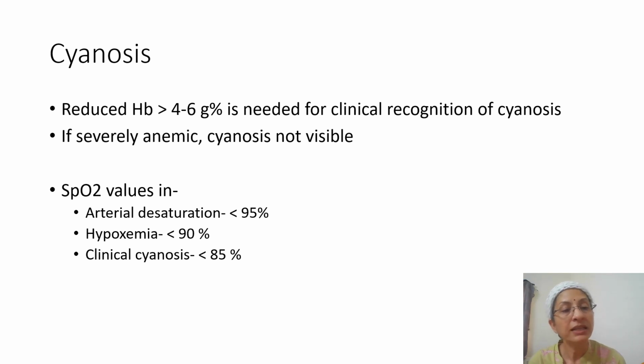I've listed out the SpO2 or saturation of oxygen values in 3 scenarios. One is when there is arterial desaturation, the saturation will be less than 95%. When there is hypoxemia clinically, there will be saturation of less than 90%, whereas the clinical cyanosis will be visible only when the saturation drops to less than 85%. Why is this important to us? When the child presents to you with clinical cyanosis, he has already gone a very long way into a state of desaturation, and therefore you have to take action urgently.